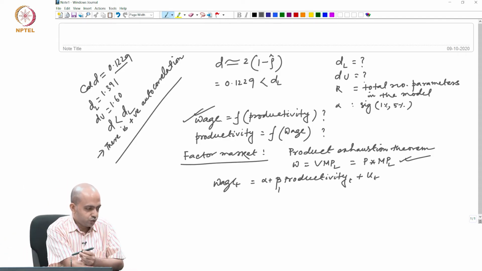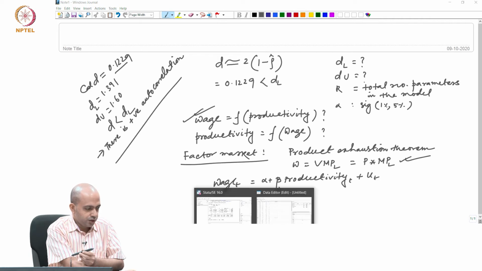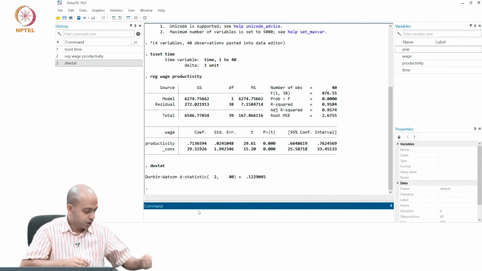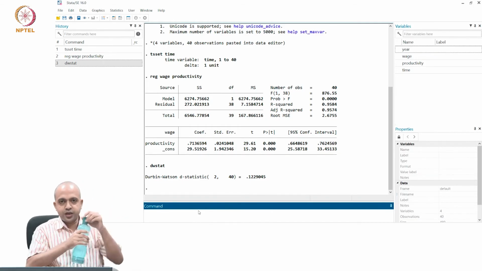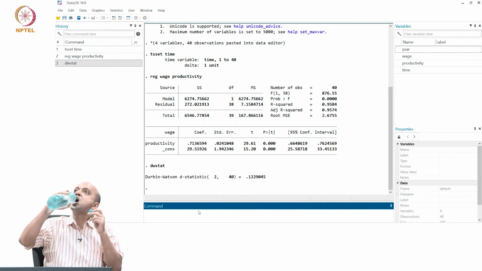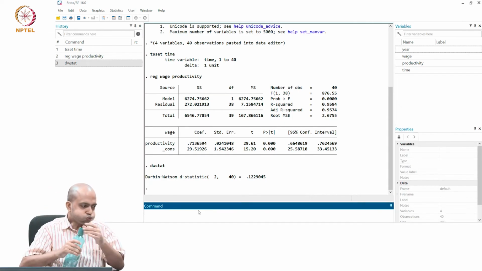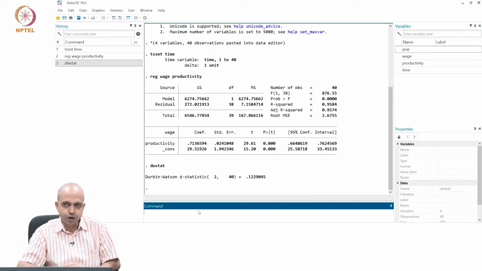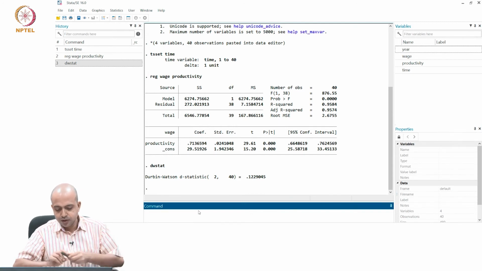So that means even though your result shows around 95% of your total variation in wage you can explain by productivity, this particular coefficient 0.7136 is of less use because the data is suffering from the autocorrelation problem, right, Durbin-Watson test statistic.